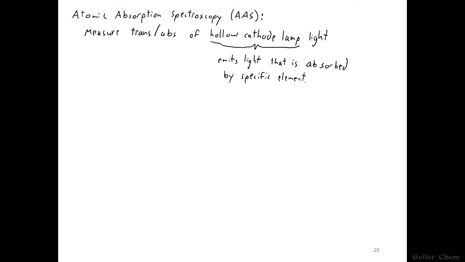From here, things work like other absorbance experiments. We shine in light from that hollow cathode lamp. If the element that corresponds to that lamp is present, then it will have the energy levels that are compatible with that light, and the electron can absorb the light and be excited to a higher energy orbital. And we will write a note that excitation is primarily due to light absorption.